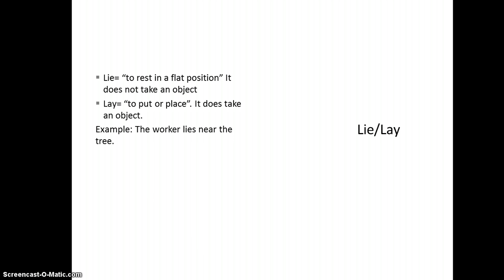So some examples. The worker lies near the tree. The subject is worker and the verb is lies. Near the tree is a prepositional phrase. So that does not have an object. He lays a bucket near the tree. The subject is he. The verb is lays, and bucket is your object. That's what it means when it says it takes an object.